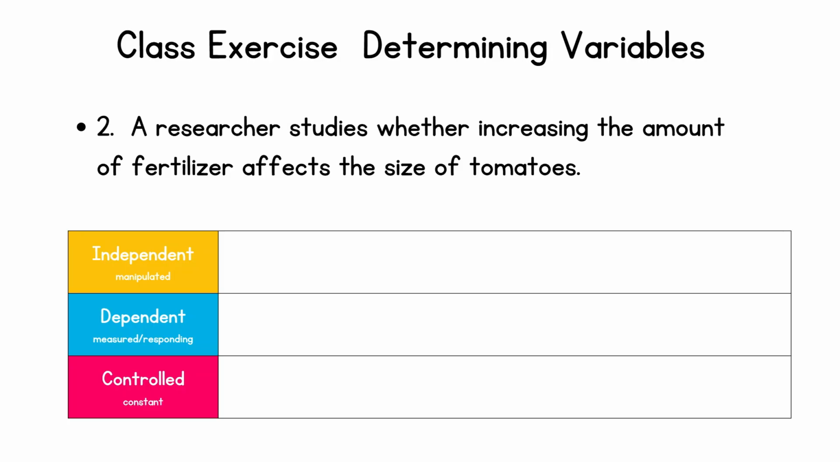Number 2. A researcher studies whether increasing the amount of fertilizer affects the size of tomatoes. So again, you're going to look at this statement, you're going to read it, you're going to understand it, and now you have to determine what are you going to change purposely, what are you measuring from this, and what are you going to control if you were to do this experiment.